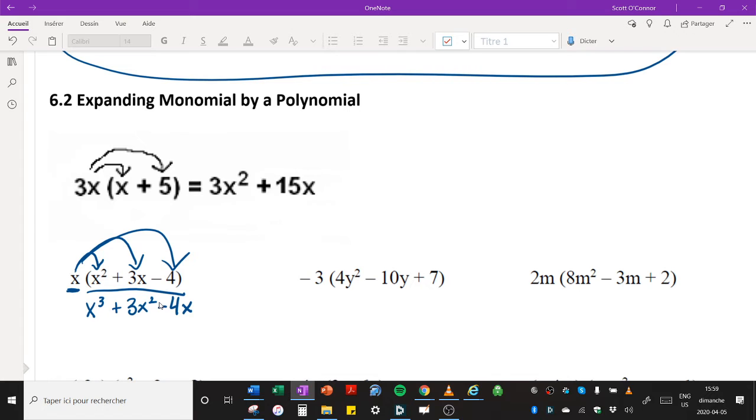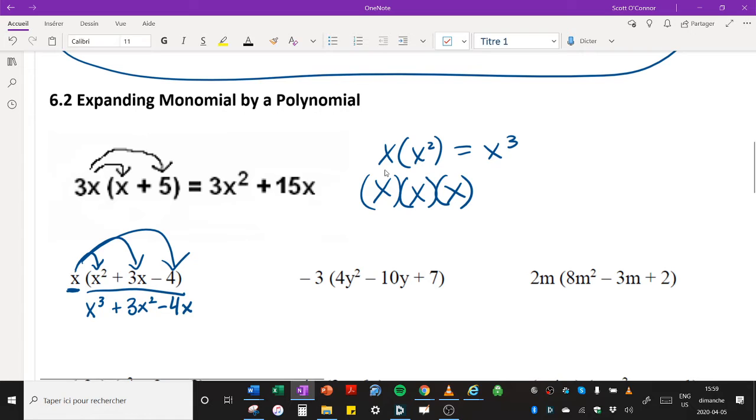Okay? And we've talked about why that works. Why is x times x to the power of 2, x to the power of 3? Well, x, we know that. Now, what is x to the power of 2? X to the power of 2 means x times x. So here we have x, and here we have x to the power of 2. And how many x's do we now have here? How many factors do we now have here? We have 3. So we have x to the power of 3. So that's why when we are multiplying powers with the same base, we can just add the exponents.